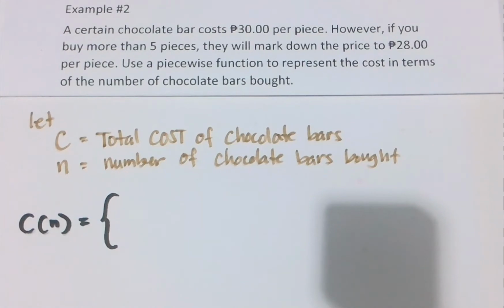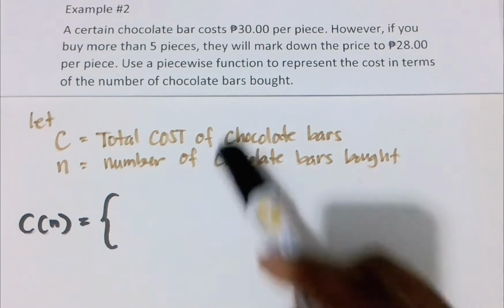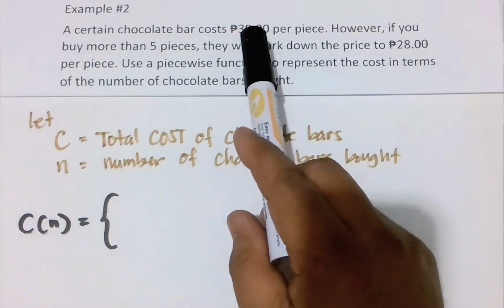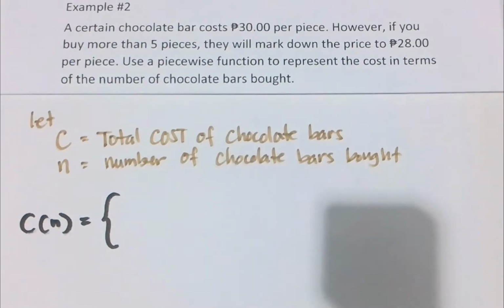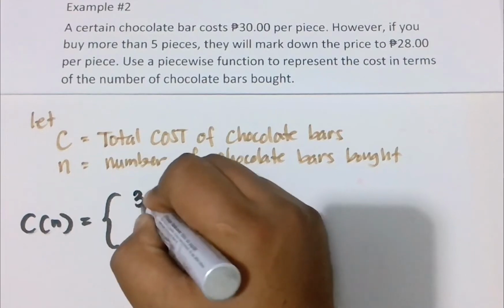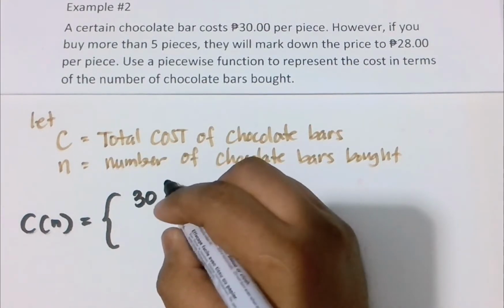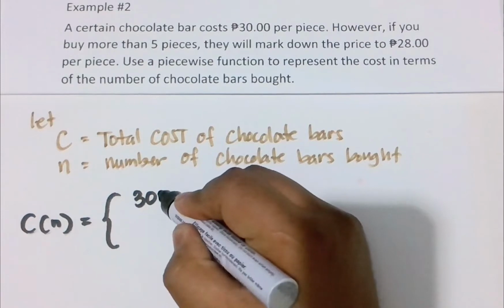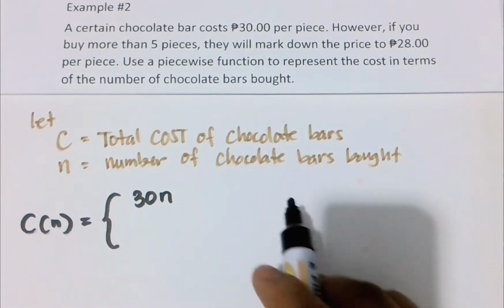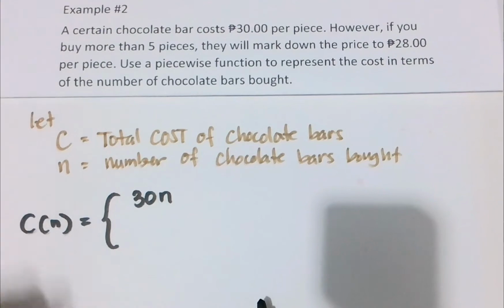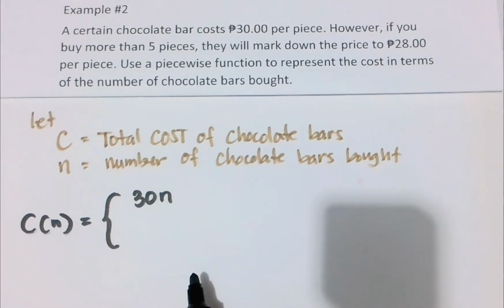So, according to the first condition, ang presyo ng chocolate bar is 30 pesos. So, 30, i-multiply natin yung number of chocolate na binili, so times N, since N is the number of chocolate bars bought. Okay, so 30 times N. Yan yung una nating function. Pero, applicable lamang yan if the number of chocolate bars bought ay hindi lalampas ng 5. Paano natin nasabi yon?